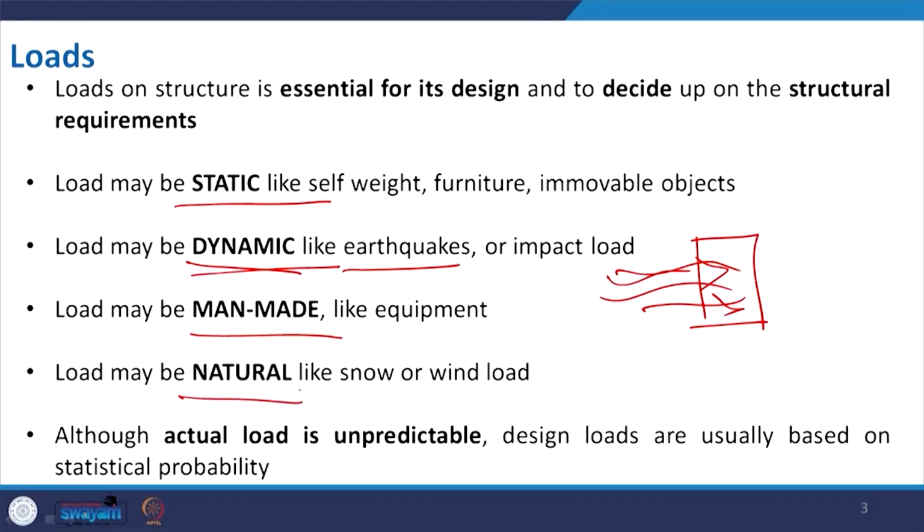And it may be natural. Natural means, as already mentioned, it may be some disaster like an earthquake or flood situation, or it may be wind load or soil load. But one thing we should understand is that earthquake and flood are not occurring each day. It is a random event which may occur any time. So what we normally do, we cannot actually calculate the load with that precision, or the actual load is unpredictable, but what we do is based on the probability that it may occur.